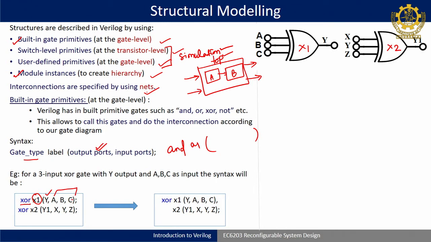For the time being, let us just understand the simple syntax: gate type, followed by the label, followed by output first, then all inputs. Understood? This has to end with a semicolon, the general syntax. Once it is done, for another XOR, again XOR X2, then output first, then the rest inputs. Now this can be equivalent from a syntax point of view. I can write XOR, then X1, Y comma A comma B comma C, and here I can put a comma followed by a semicolon. So these two are equal.